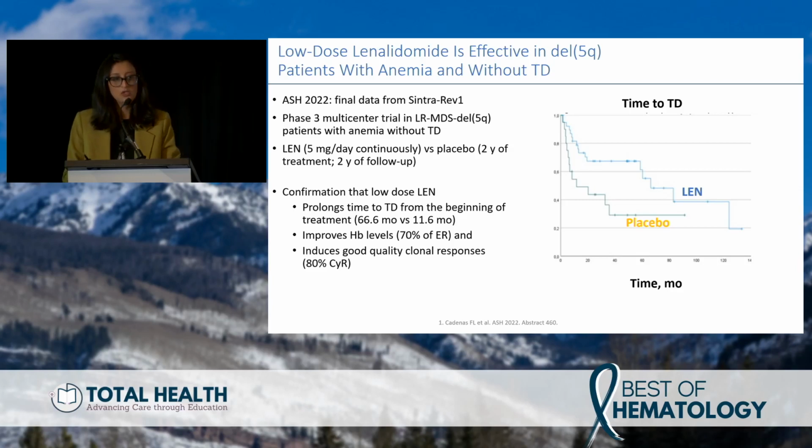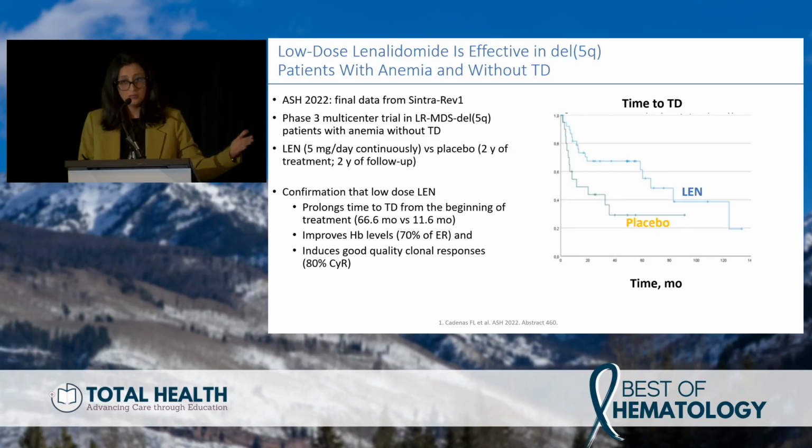And what they were actually looking at was, the question was, could we give a lower dose of lenalidomide continuously to patients that are not yet transfusion dependent, so those that have anemia, but they're not yet transfusion dependent, so as to prolong the time to RBC transfusion need. And so this is the way the study was done. It was a phase 3 multicenter study. They gave lenalidomide 5 milligrams per day continuously versus placebo.